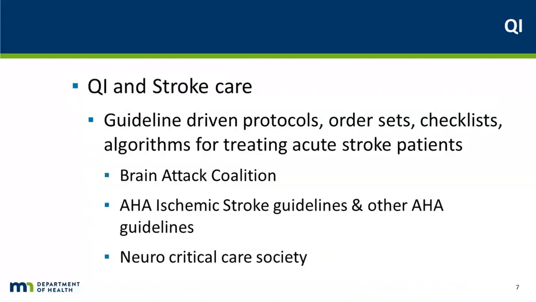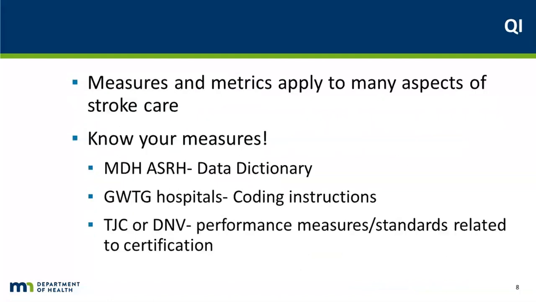QI in stroke programs derives from guideline-driven protocols, order sets, checklists, and algorithms for treating acute stroke patients. A few places where the guidelines come from is the Brain Attack Coalition, which is the basis for the development of the Minnesota Stroke System criteria, the AHA guidelines, and the Neurocritical Care Society, just to name a few. There are measures and metrics that apply to many aspects of stroke care, written by the certifying bodies. Know your measures. For the MDH Acute Stroke Readies in the audience, your best clinical resource for the measures would be the data dictionary. Get with the guidelines hospitals should reference their coding instructions and also utilize the Joint Commission or DNV written standards.